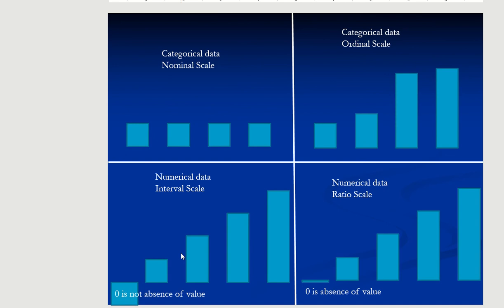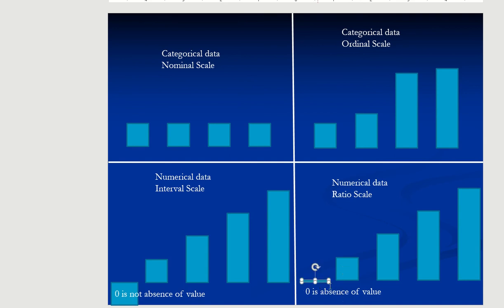And the answer to that is no. 20 degrees is not double the temperature of 10 degrees. The reason is that 0 degrees is not absence of temperature. Whereas when you move into a ratio scale, 0 is really absent.